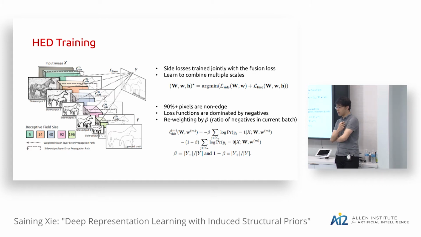Another critical problem here is that 90% of the pixels in an image are non-edge, right? So we have to design a strategy to balance the class distribution. In traditional machine learning methods, people usually achieve this goal by sampling negative patches and positive patches. We can simply reweight the cross-entropy loss by a hyperparameter beta, which is the ratio of negatives in the current batch.